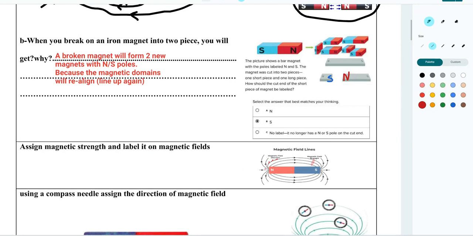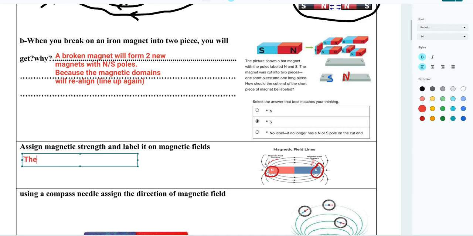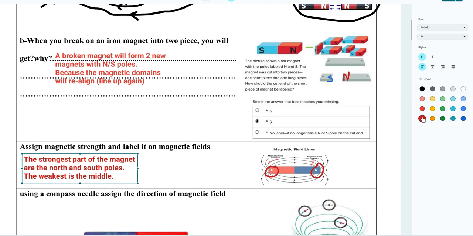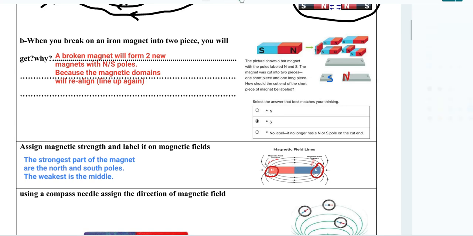So in this question, it's telling us to assign magnetic strength and label it on the magnetic fields. We know that the north pole and the south pole are the strongest part of the magnet. The weakest part, and we tested this in class, is the middle. Remember, you couldn't get a paper clip to stick to the middle part, so the strongest part is north and south, and the weak part, oh, let's change to writing.